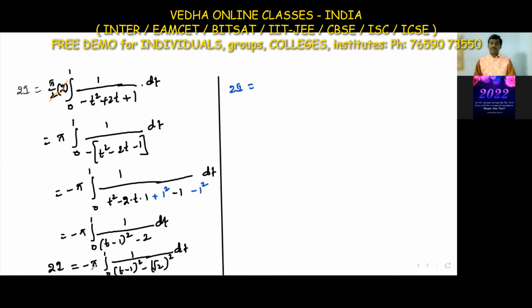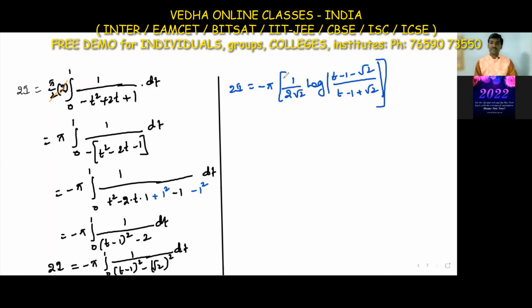Either you multiply by this minus now, or otherwise after applying the formula you can multiply. So here, minus pi as it is, 1 by 2a. The formula is 1 by 2a, where a is root 2, into log mod. A square minus x square means log mod (a plus x) divided by (a minus x). Here we have x square minus a square, so log mod of (t minus 1 minus root 2) divided by (t minus 1 plus root 2). This is the formula here.